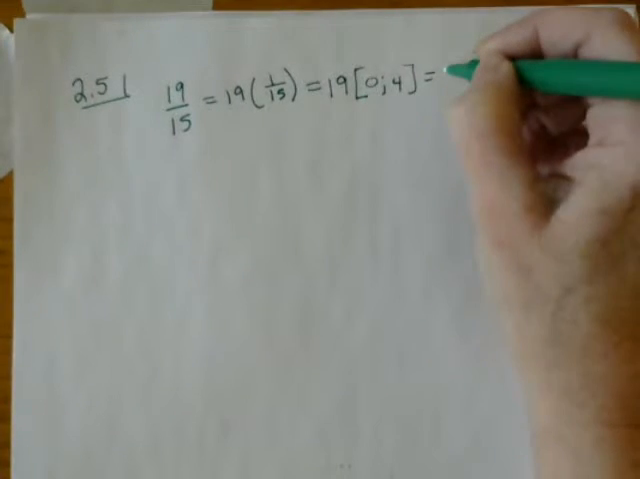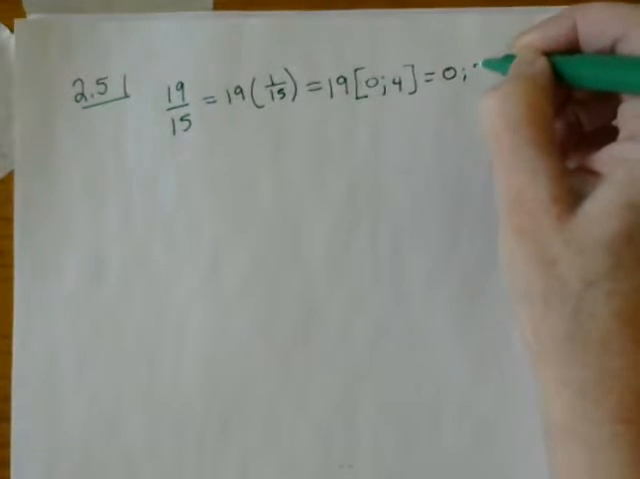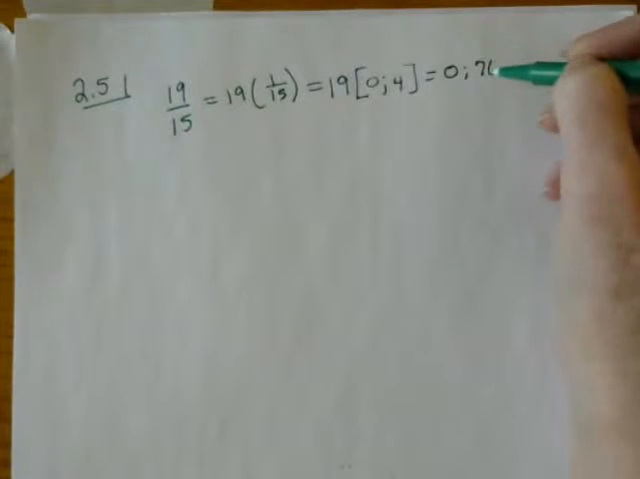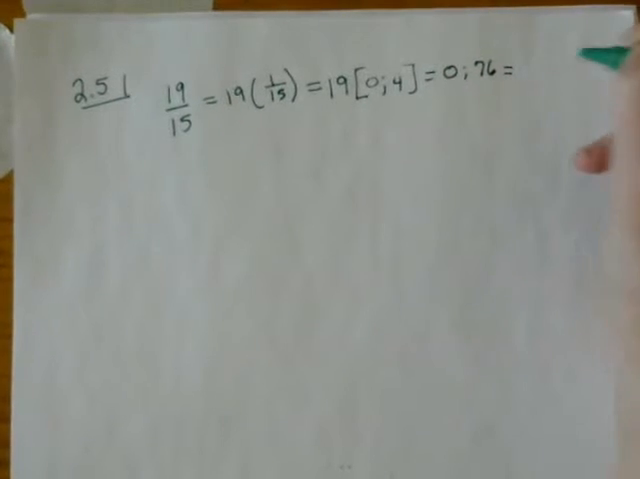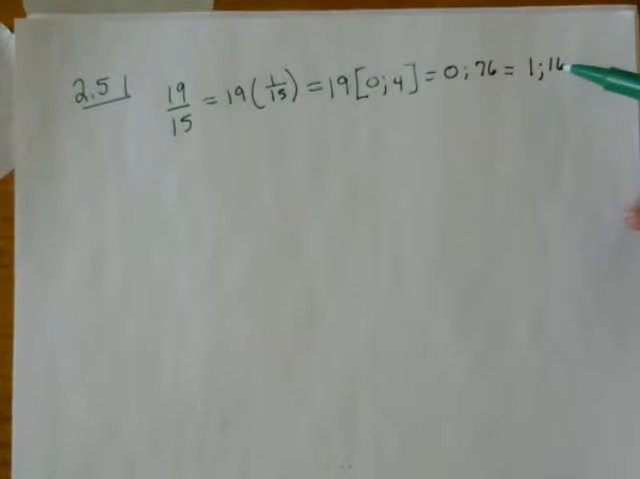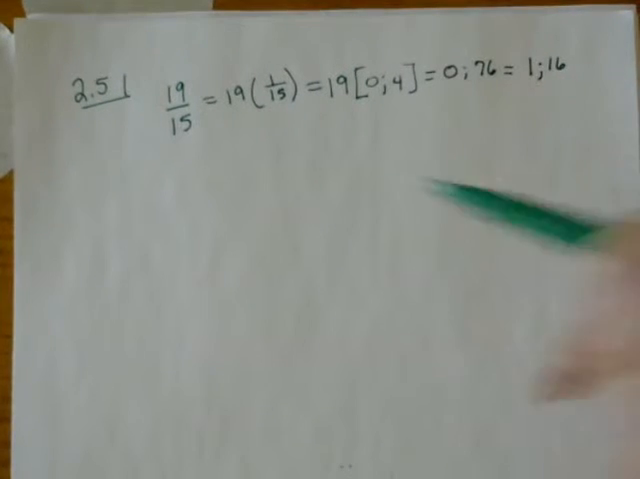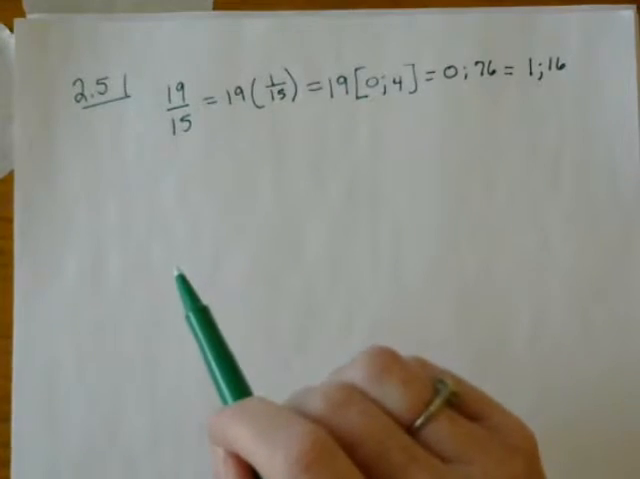So 19 times 0 is still 0. And 19 times 4 gives us 76. Well, obviously you can't have 76 in the 60s place. So I'm going to take one group of 60 out. Remember, in Babylonian, we're in base 60. So I have 1 and then 16. So in other words, this is the same as 1 and 16 sixtieths, which would have been how they would have thought of 19 over 15. All right, so that's method A.